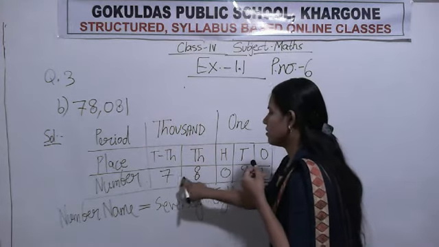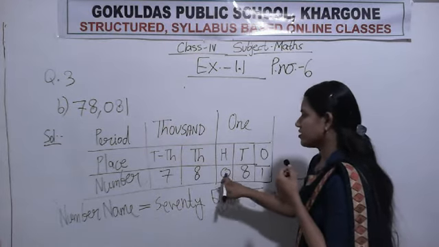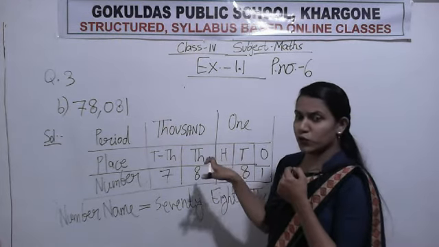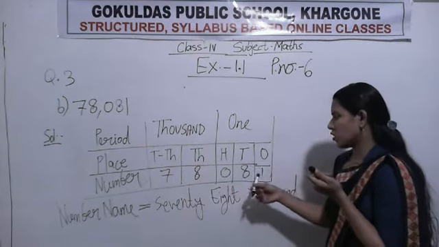78,000. You have done 78,000. Now what comes? Here 0 is written at the hundreds place. So do you need to write anything about 0? No need to write about it. Okay. So now to the next number.